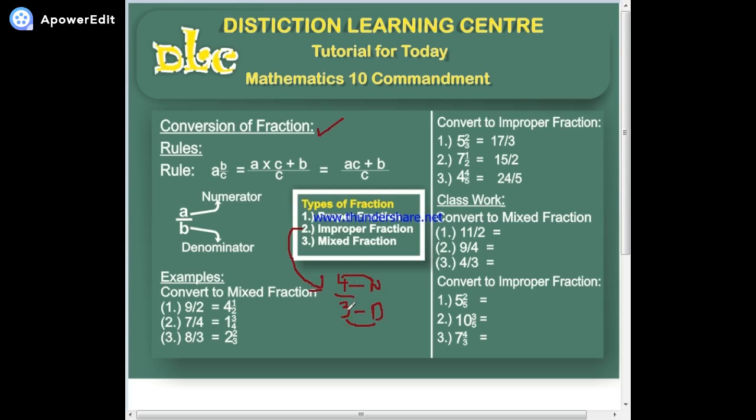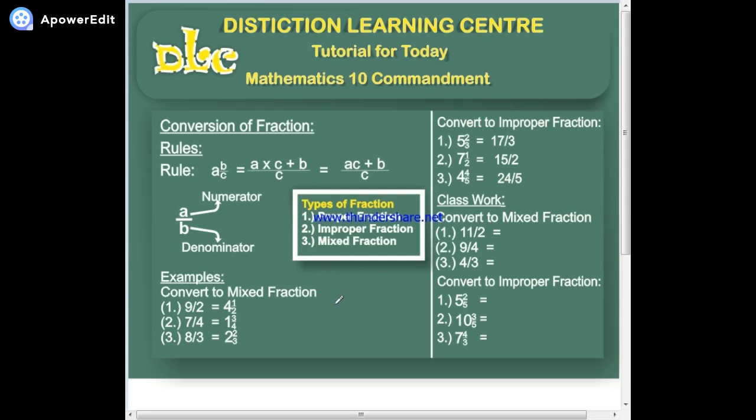So that means 4/3 is a type of improper fraction. Whenever you see this type of fraction, it means it is an improper fraction. Now, let's move to the third one, which is mixed fraction.